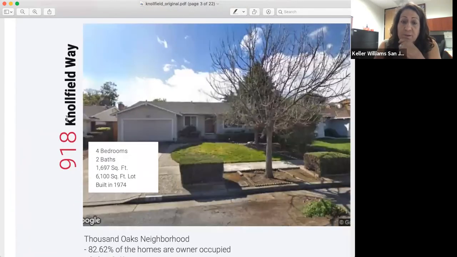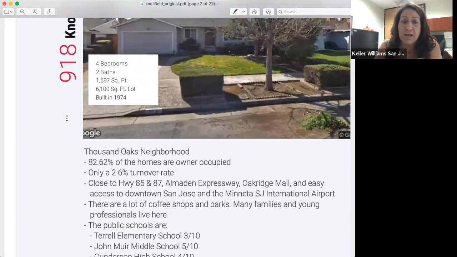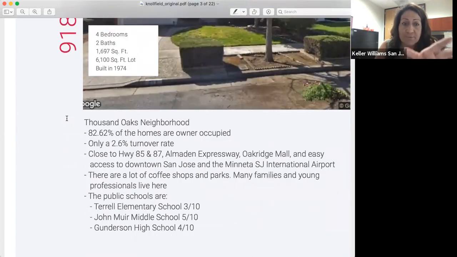I added a picture of the property. This one I just happened to get from Google Maps, but it's actually nicer if you can drive by the house and get a current picture. And I get all this information. Oh, there it is, 82 of the homes are owner occupied. I know nobody leaves. This is a great neighborhood, only 2.6 turnaround per year. So out of 100 houses, only 2 people will leave. It's close to all the freeways, 87, Oak Ridge Mall.